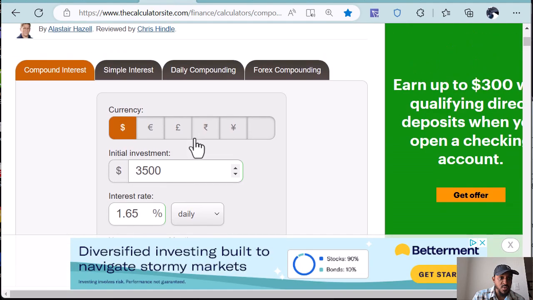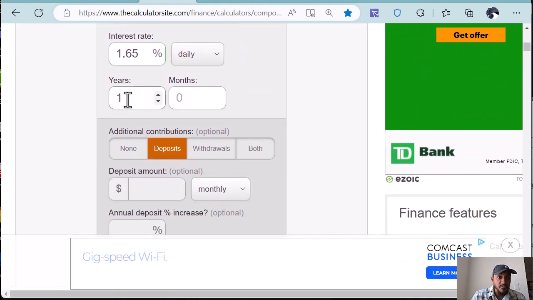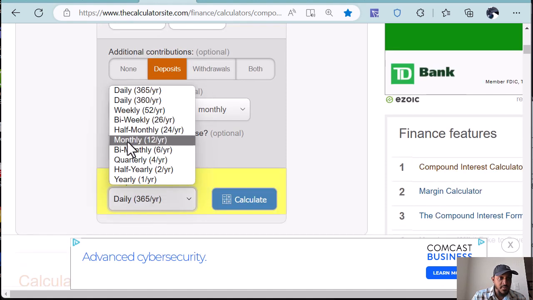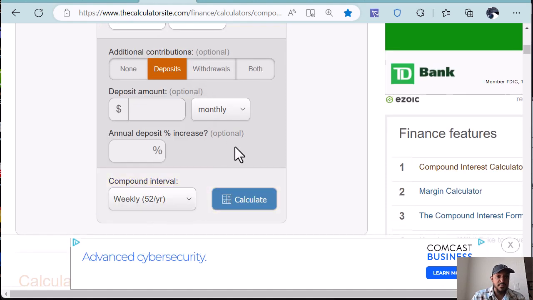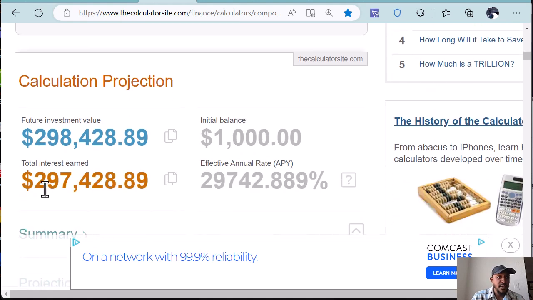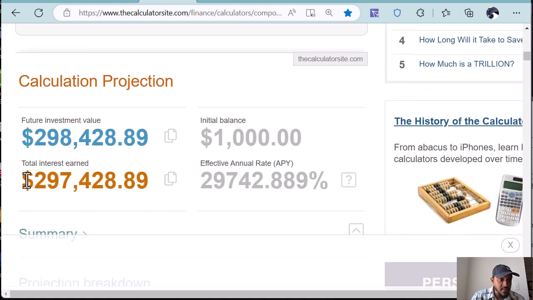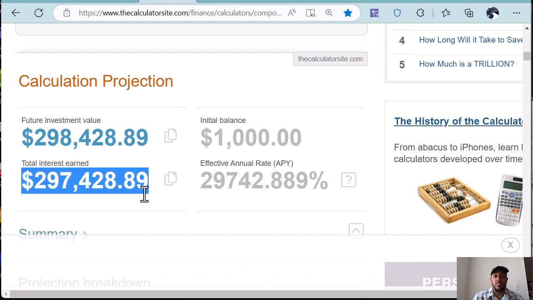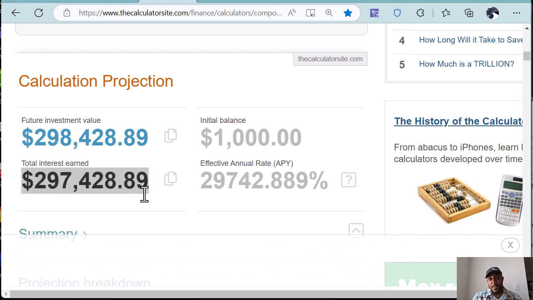So we're going to go to our calculator site, and we're going to put in $1,000 for 1 year, 1.65% daily, and the compound interval is weekly. We're going to calculate that. And the interest you have earned, or money that you have gained, is $297,000. Now, once again, I make no income claims. I'm just sharing with you mathematical formulas that are producing these values, right?